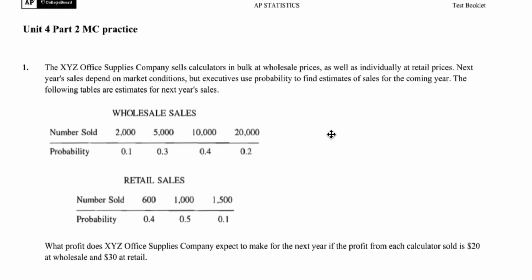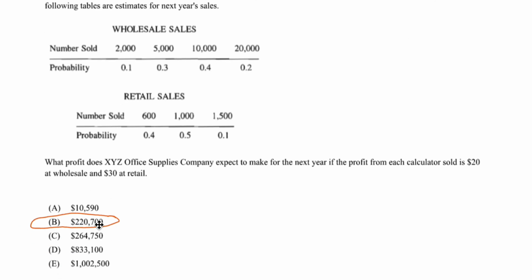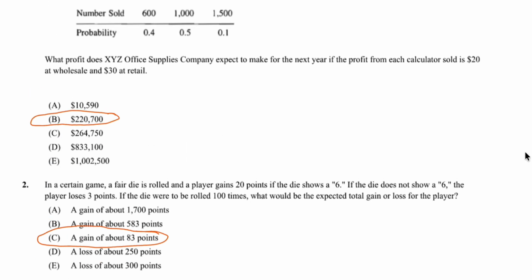Now do the same for retail. 600 times 0.4 plus 1,000 times 0.5 plus 1,500 times 0.1. That gives expected retail units. Then multiply by $30 per unit. Finally, add wholesale profit and retail profit together. You get 2,200,700, so the answer is B. Okay, moving on to question 2.